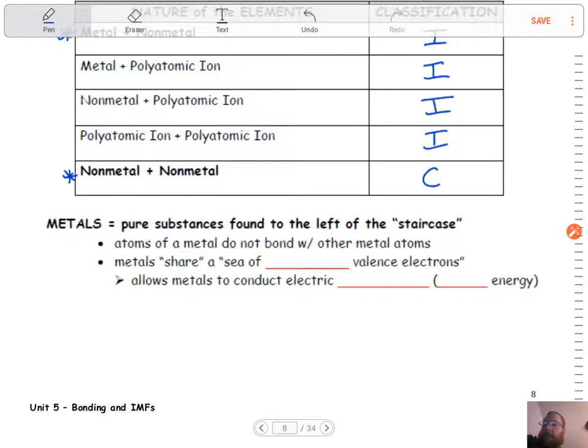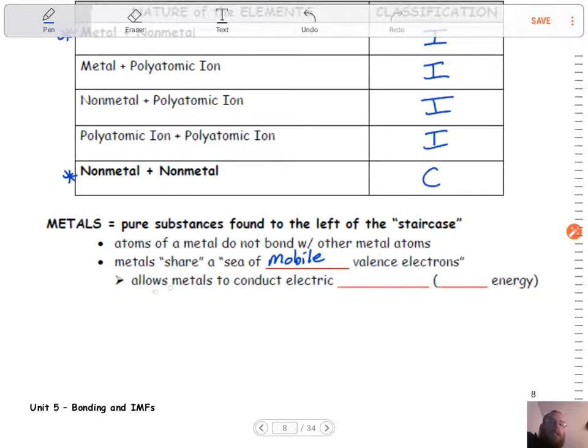And we're going to just mention here again, metallic bonding is a thing. It's something we're not going to draw, it's just there. If you think about being on a bridge and you see a big piece of steel, you've got metallic bonding taking place. So metals are pure substances that are found to the left of the staircase. Again, that's a review, you should know that already. Atoms of metal do not bond with other metal atoms. They share a sea of mobile electrons. So hopefully you remember that from the last unit.